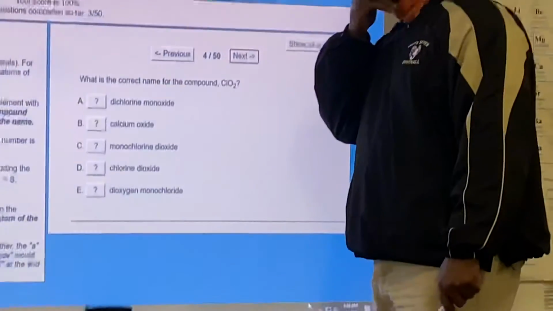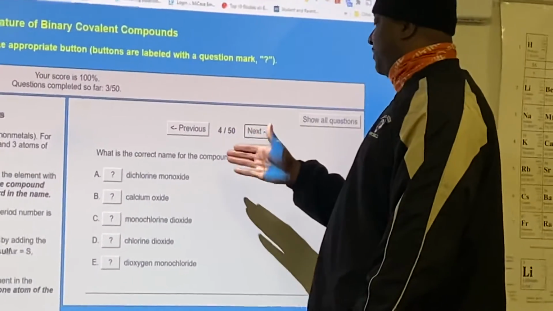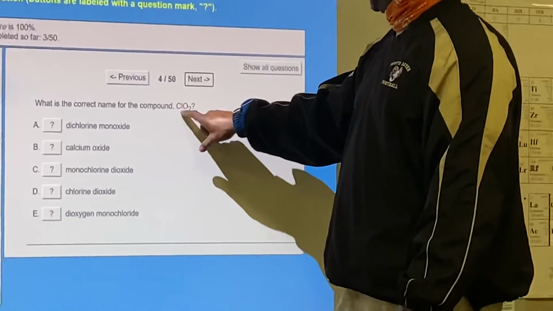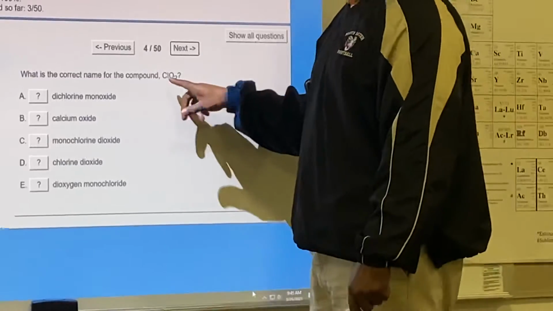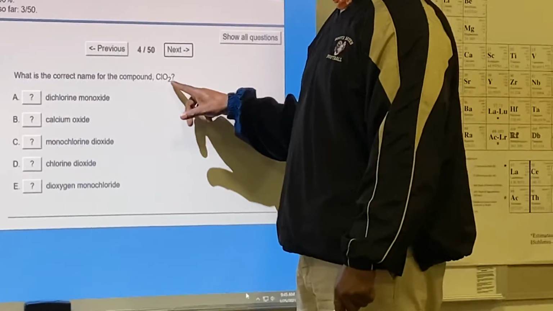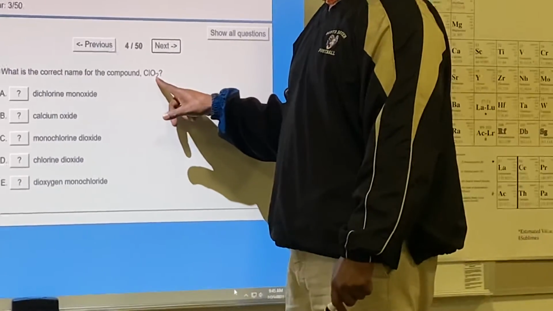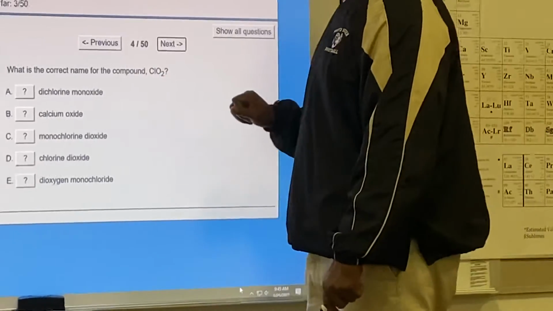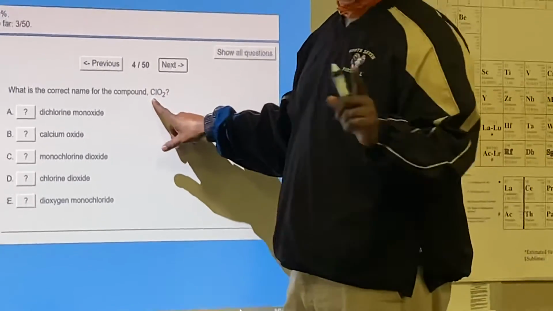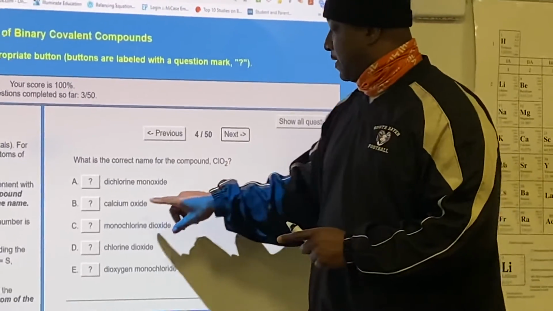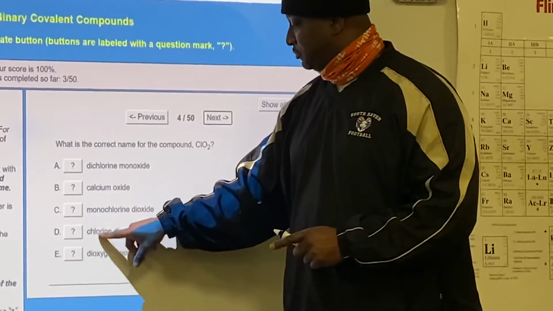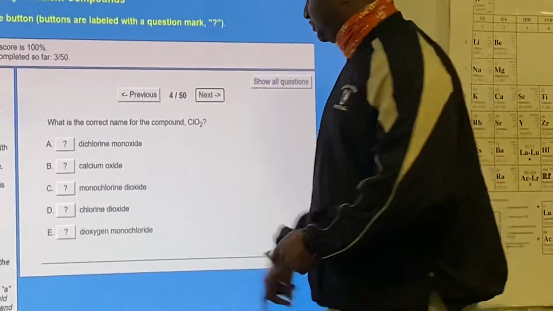All right, now, what is the correct name for the compound ClO2? So that's chlorine dioxide. Chlorine, never use mono for the first element, dioxide. Let's find chlorine dioxide.